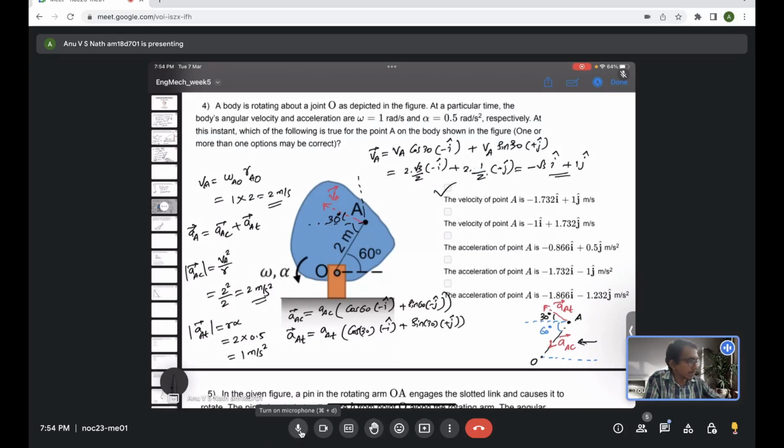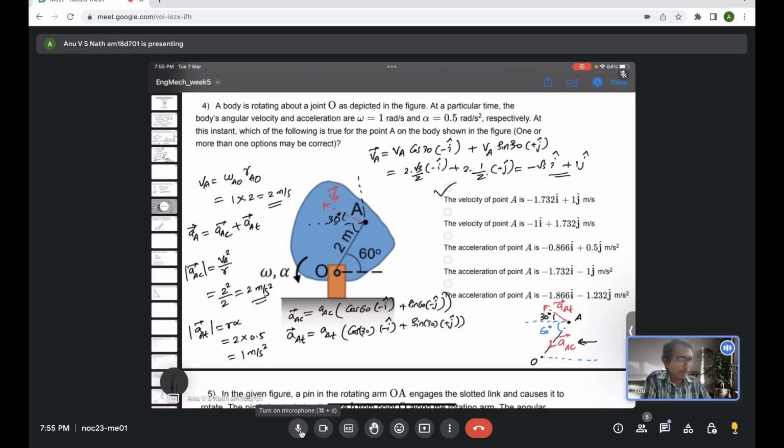Now if you see in this figure, the centrifugal acceleration is in the third quadrant, so both x and y components are negative, so that's why you have negative i and negative j associated with its direction. Similarly, the tangential acceleration is in the second quadrant, so it will have the x component being negative and y component being positive.